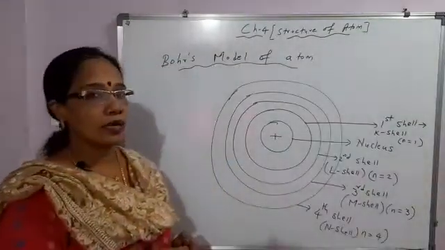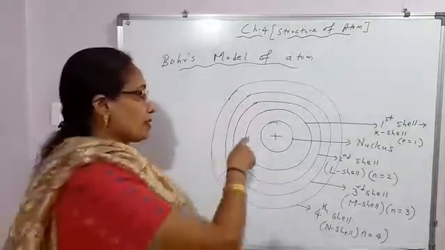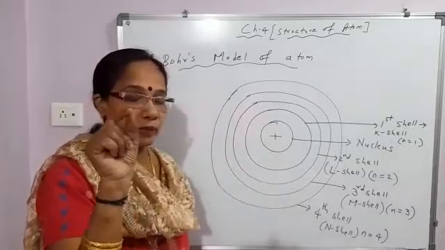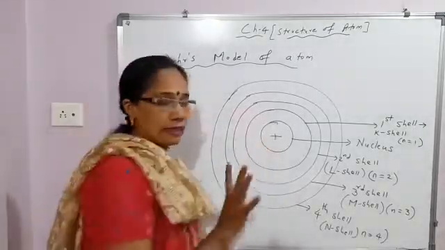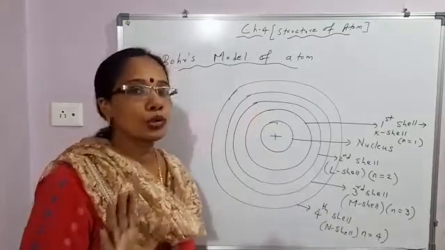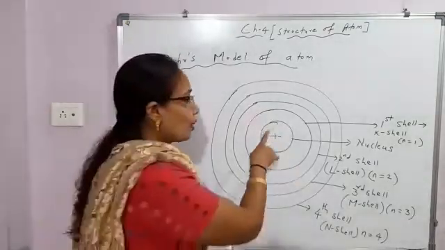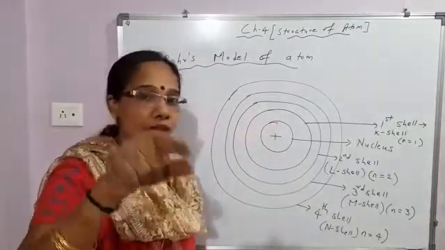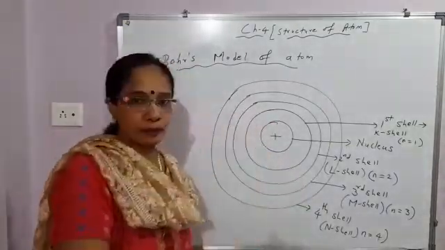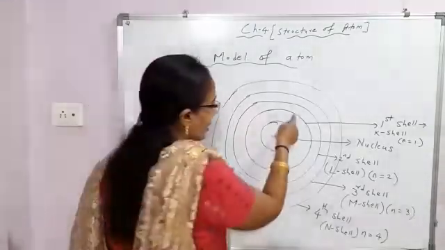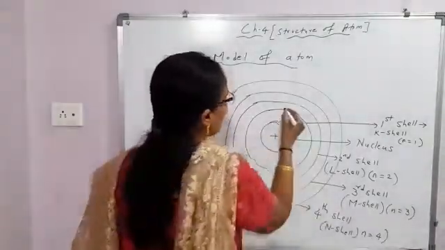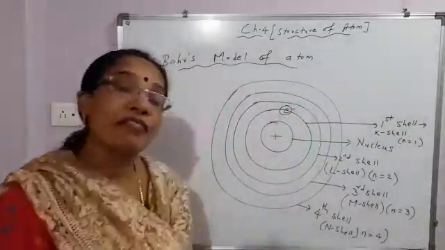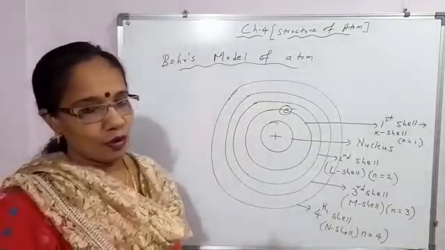This is Bohr's model of the atom. In the center, what is present? Nucleus. Inside the nucleus, which subatomic particles are present? Protons, which are positively charged, and neutrons, which have no charge. The mass of a proton is nearly equal to the mass of one hydrogen atom, and the mass of a neutron is nearly equal to that of a proton. And electrons, which are negatively charged, revolve around the nucleus in fixed orbits or fixed shells.